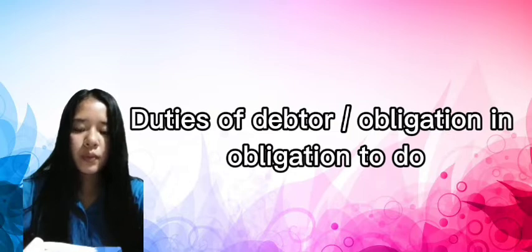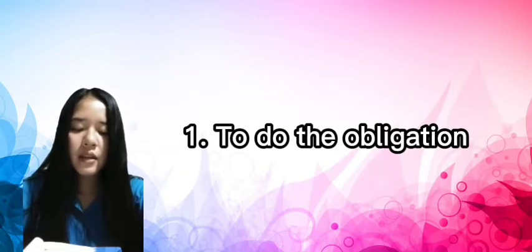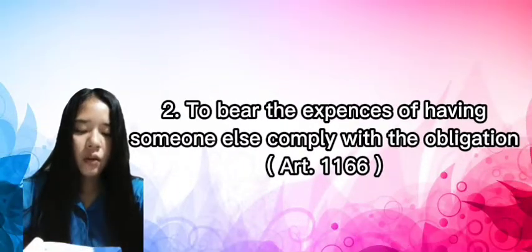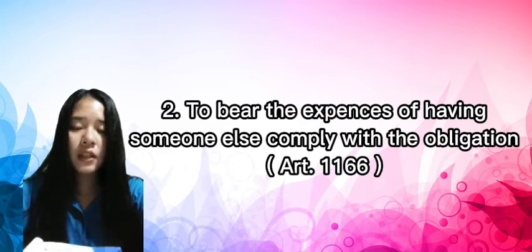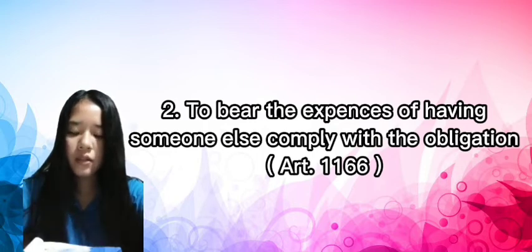Duties of debtor or obligor in obligation to do. Number 1, to do the obligation. We must perform our obligation by taking action or delivering the right to a person. Number 2, to bear the expenses of having someone else comply with the obligation, Article 1167, Part 1. The obligation is holding expenses to a person and complying with good situations.